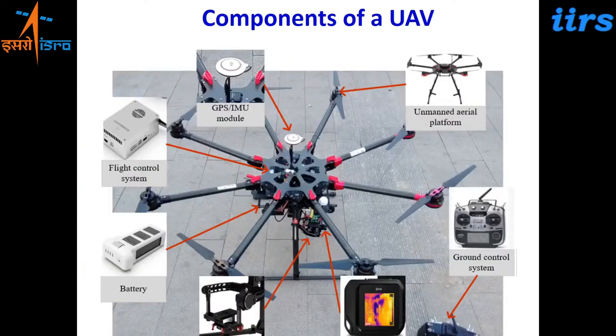So if you talk about drones, there are different components of a drone. Basically, this is the base unit, whether it is a fixed wing or a rotor. So depending on that, you have a base unit. Then you have a GPS and an IMU module. The GPS is basically required to navigate the drone. So the drone has communication with the ground station.